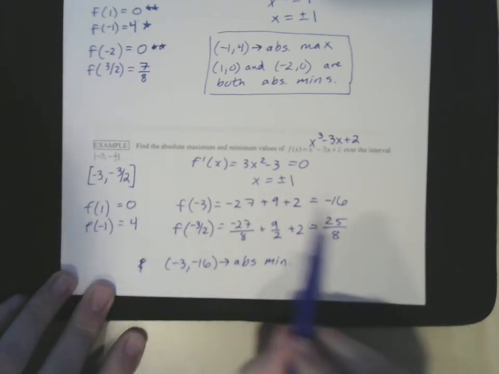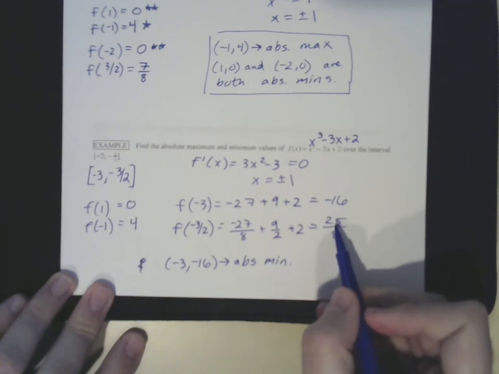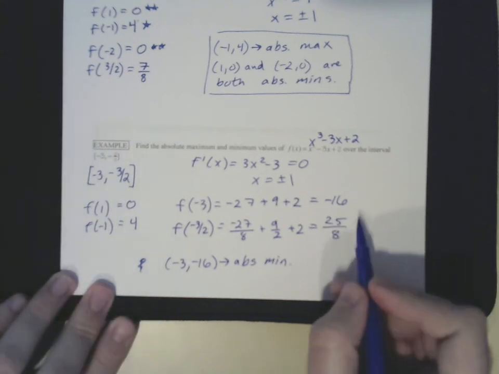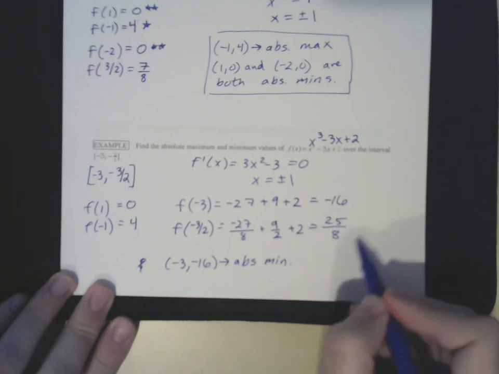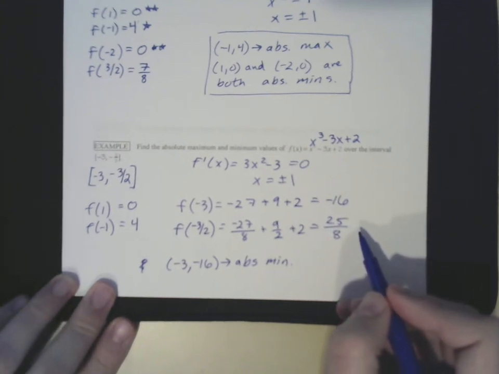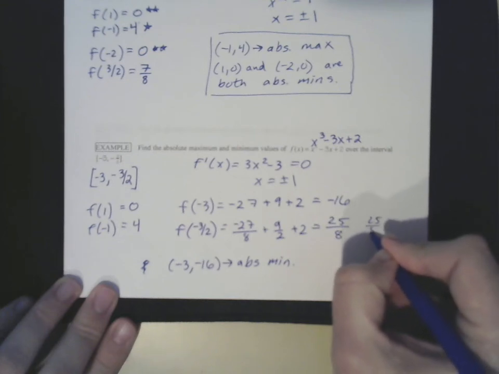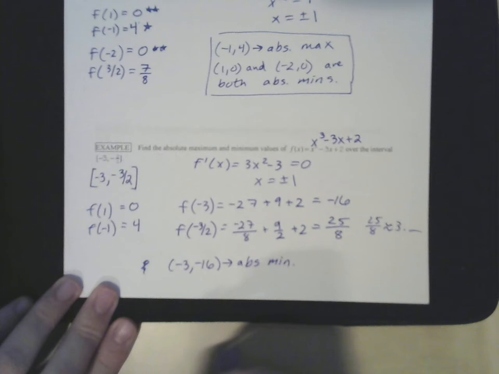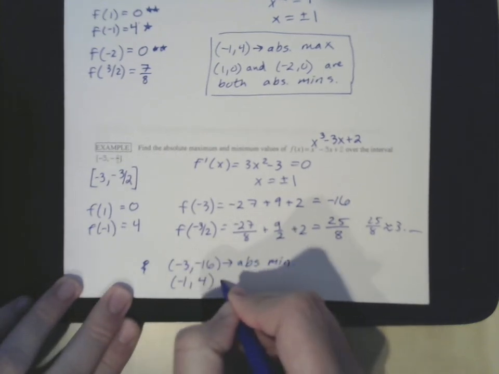And the only question now is, is 25 over 8 bigger than 4? 8 goes into 25 3 times, not 4 times. So this is not going to be our absolute maximum. Because 25 over 8 is 3 point something, our absolute maximum stays negative 1 comma 4.